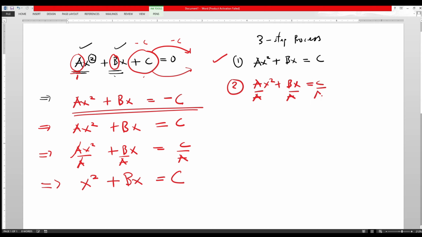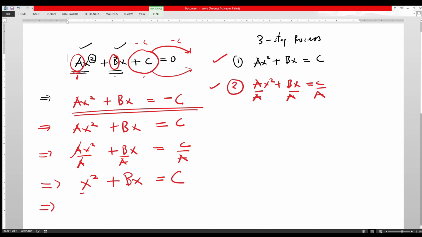We need to divide it by a. That is the most important thing. I have done the simplification on the left hand side. But these are the key roots. Alright, let's proceed further. Now, completing the square method.